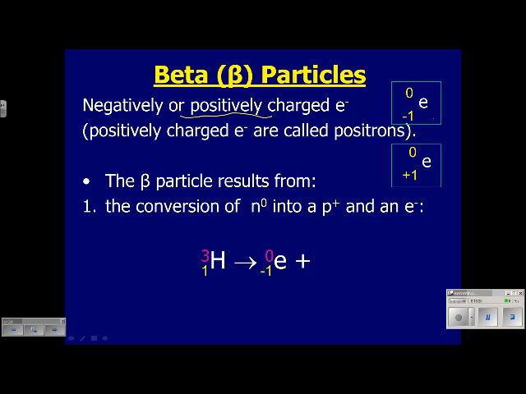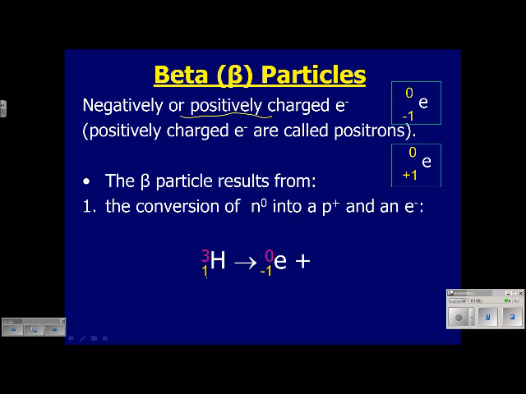So we represent an electron with, essentially, its charge number, -1, and a mass number of 0. And if we're talking about this strange positively charged electron, it has a charge of +1 and a mass of 0, all right? And I'll talk a little bit more about these two guys in a second. Let's take a look at an example of where a beta particle can result. So if we take a look at this hydrogen with 3 mass, right, 1 proton. So it's got 2 neutrons and 1 proton. It's got more neutrons than protons.